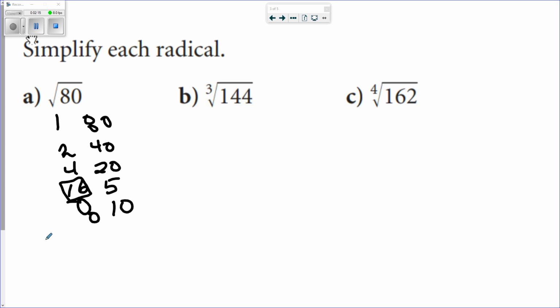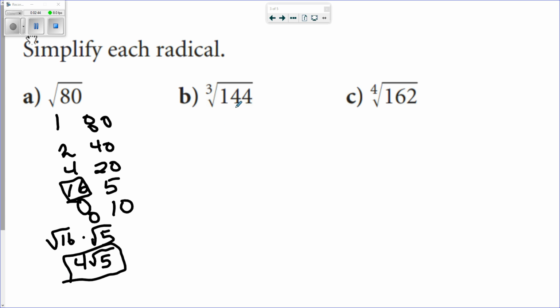So we can rewrite the square root of 80 as the square root of 16 times the square root of 5. And we can simplify the square root of 16 to be 4, and we multiply that by root 5. So we have now simplified that radical. The square root of 80 is the same as 4 times the square root of 5.